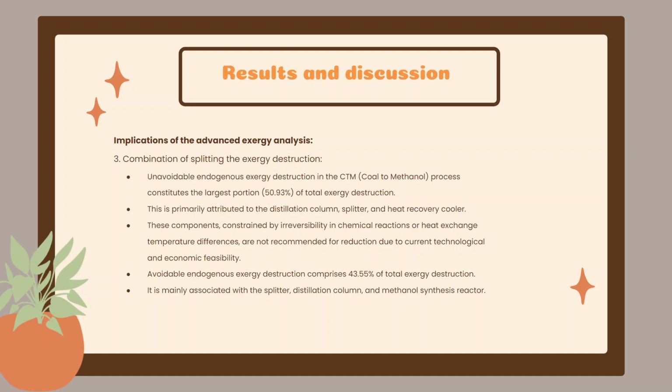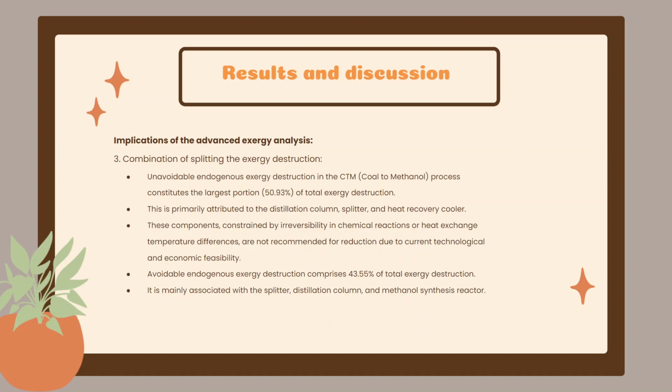This part of the slide highlights that the unavoidable endogenous exergy destruction in the CTM process constitutes the highest portion, which is 50.93% of the total exergy destruction, primarily attributed to the distillation column, splitter, and heat recovery cooler. These components are constrained by irreversibility in the chemical reactions or heat exchange. Temperature differences are not recommended for reduction due to current technological and economic feasibility.